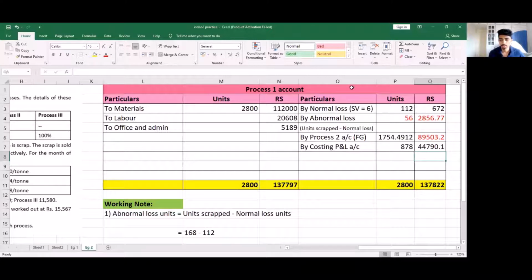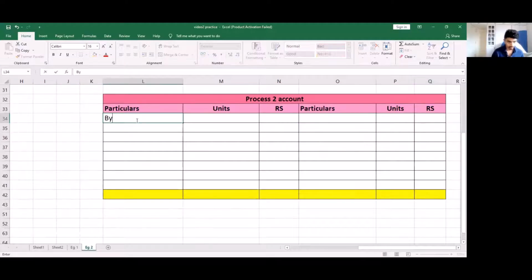Okay, so now we are done with the first process. Now we will look at the second process. So only this part by process 2 account will be transferred to our second process. So for this, we have by process 1 account, our units will be the same as what we have here. And our amount will also be the same as what we have in our process 1 account.